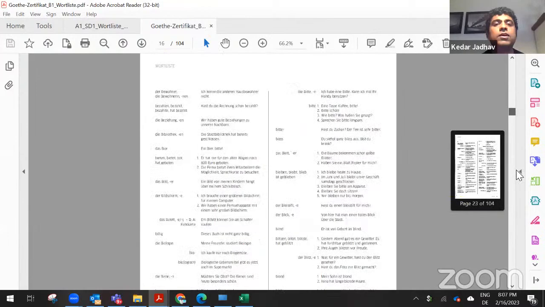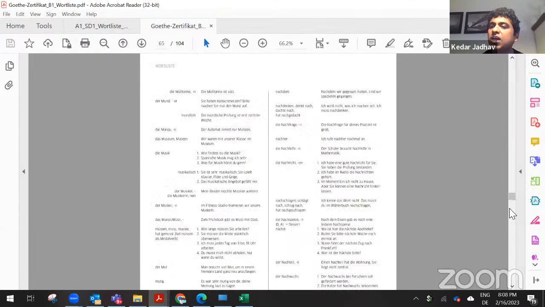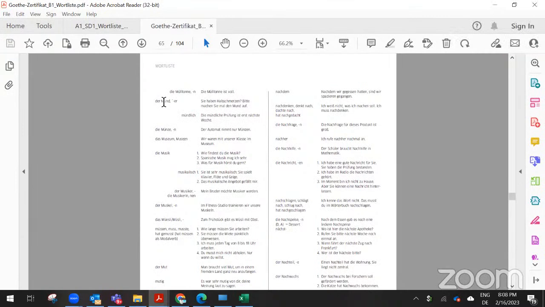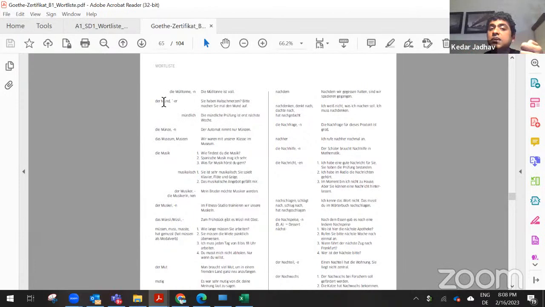But luckily, agar aap theek se dekhoge, so most of these words, the way we did in A1, we will randomly select one. So hum M pe aa gaye. Mund, everybody knows what is mund, right? Mouth. Mundlich is then spoken. Mundliche Prüfung, right? Münze is coins. Ye baad mein dekhenge.